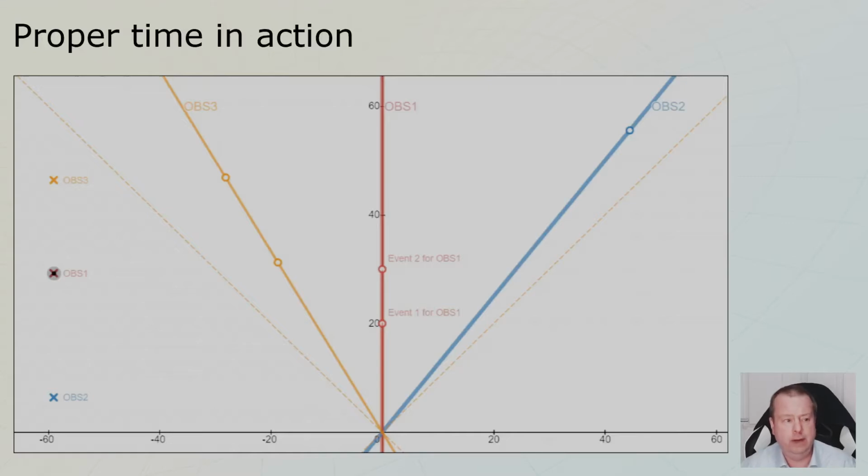Space-time diagram. We have three observers: number 1, number 2, number 3. Currently we are in the perspective of observer number 1. Two events are happening. Event number 1 at 20 seconds, event number 2 at 30 seconds. The delta time for observer 1 between these two events is 10 seconds.